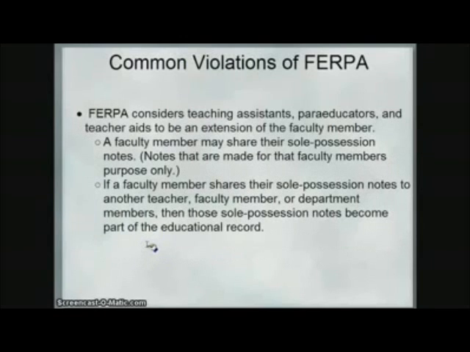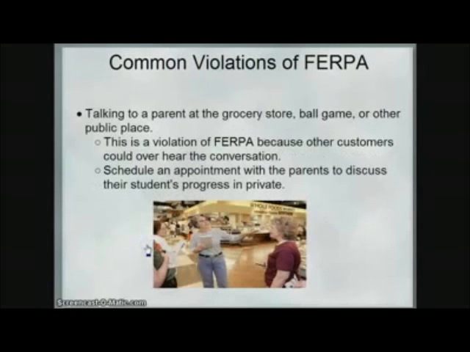Some more common violations of FERPA are faculty members not keeping their sole possession notes to themselves. If you share those notes, then they become student records, and then they are under FERPA.